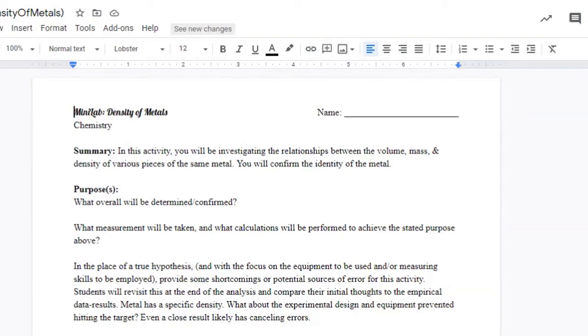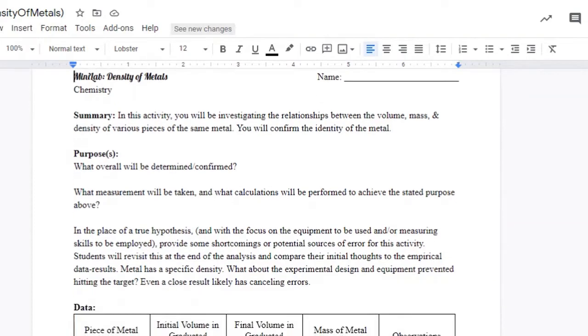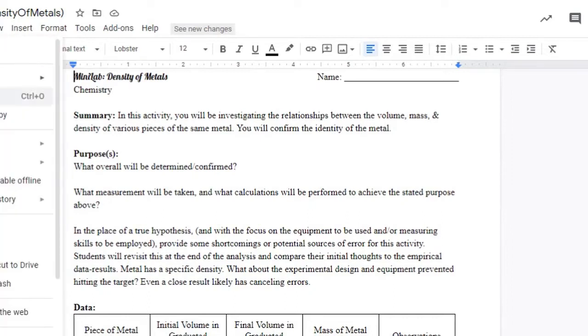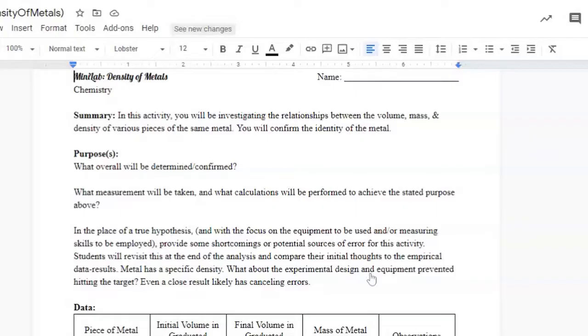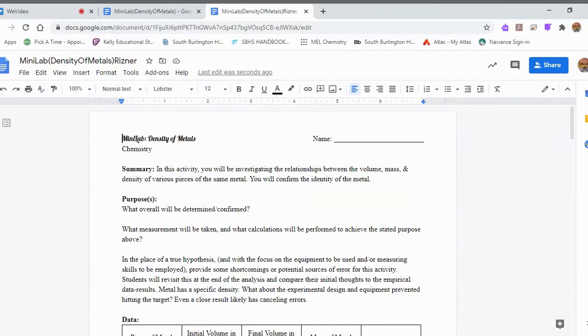Now to get started, you're going to want to make a copy of this Google document for yourself for editing. Maybe title it with your last name at the end. And now that you've got your own copy, make sure to put your name in.